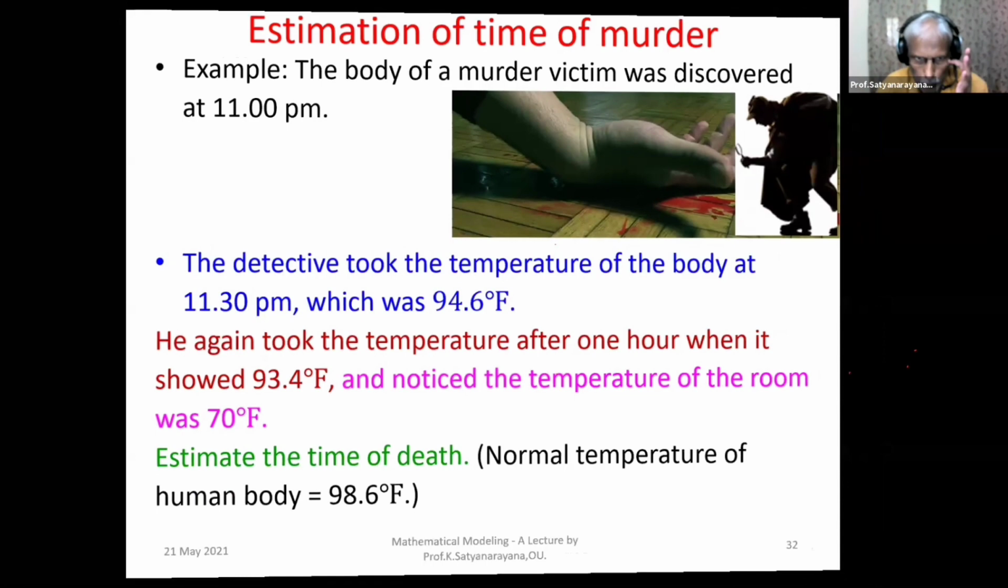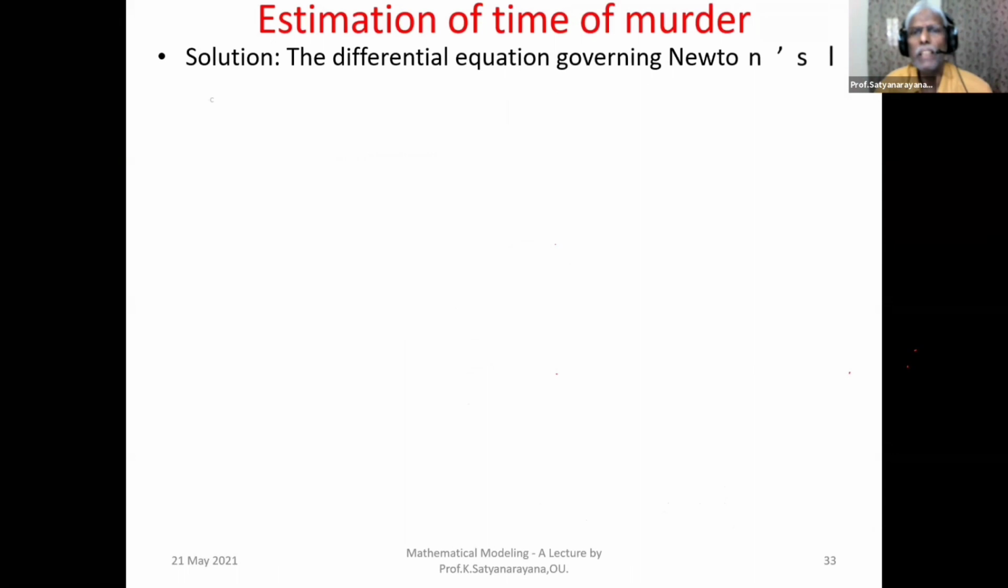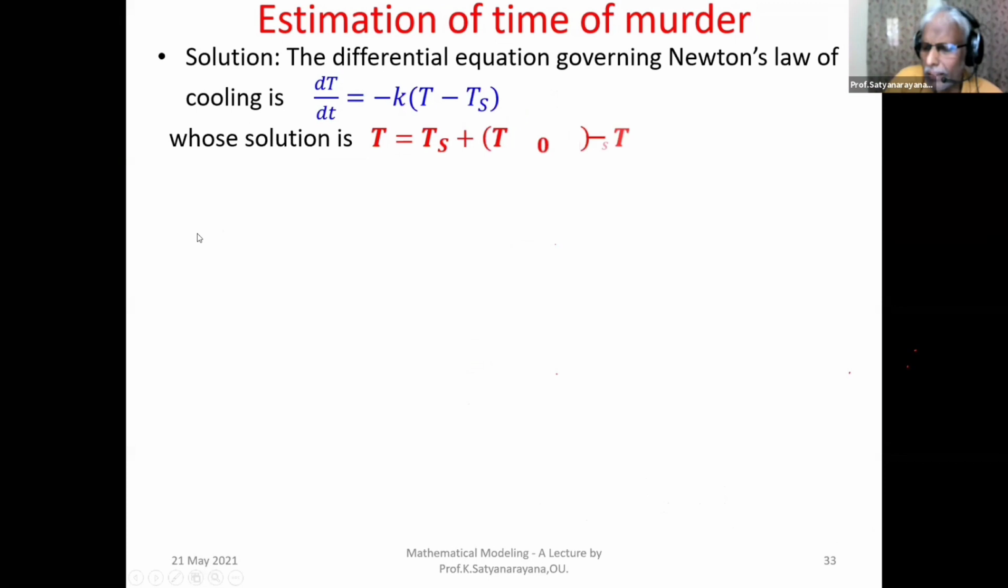Solution. The differential equation governing Newton's law of cooling is this. Why? Because the murder took place and the body is cooling. Whose solution is T = Ts + (T0 - Ts) e^(-kt), k > 0.